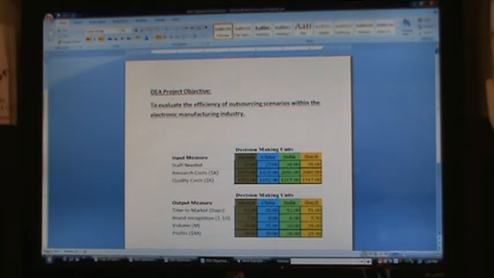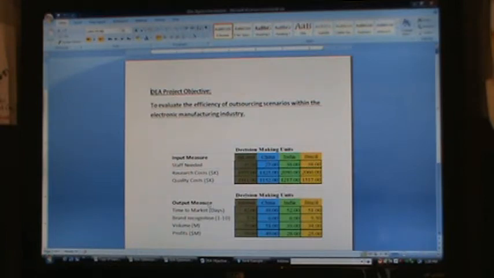What we have before us is a DEA project that we're going to look at, and the objective is to evaluate the efficiency of outsourcing scenarios within the electronic manufacturing industry. So what you see here is input measurements of staff, research cost, quality cost, and the decision-making units, which is internal, which would be domestic to the US, China, India, and Brazil.